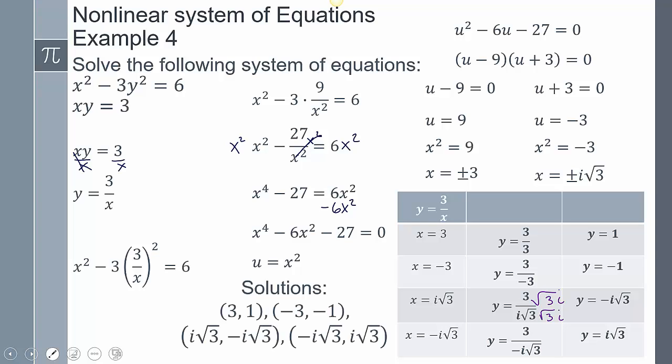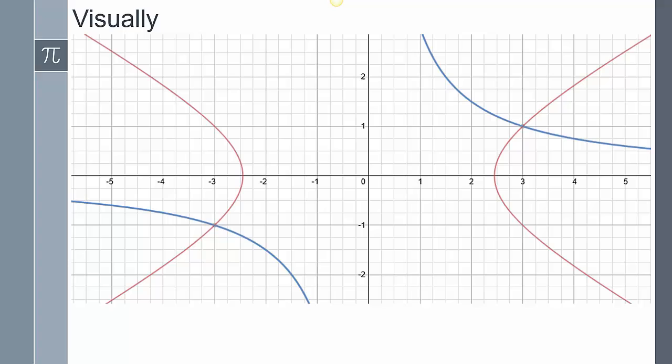And so my solutions, when x is 3, y is 1. When x is negative 3, y is negative 1. When x is i root 3, y is negative i root 3. When x is negative i root 3, y is i root 3. And so here, I only have 2 points of intersection. This is not a representation of where it's going to intersect on my graph. And so taking a look at the graph, as you can see, those are my points of intersection.